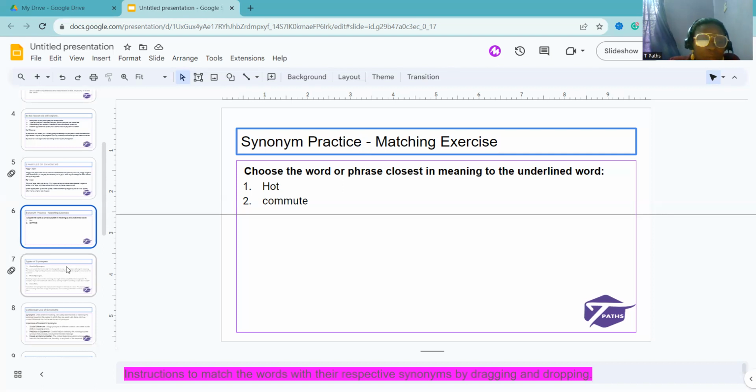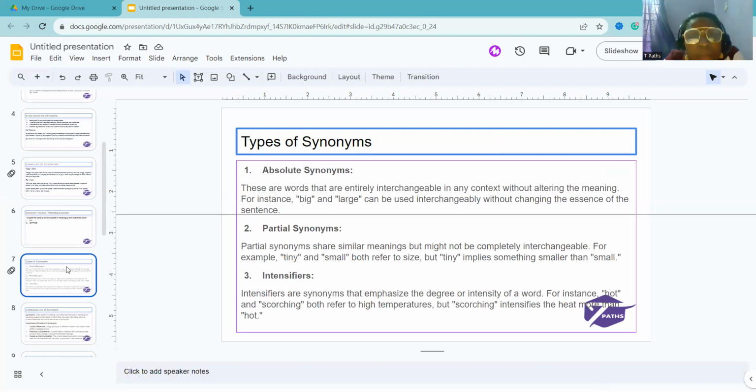Yeah, so we'll continue to delve deeper. Here are the types of synonyms. The first type to consider is the absolute synonyms. These are words that are entirely interchangeable in any context without altering the meaning. For instance, big and large can be used interchangeably without changing the essence of the sentence. They mean the same thing. When you want to answer synonyms questions, it's always imperative you check the meaning. So when you replace these words, they don't change the meaning; it remains the same.